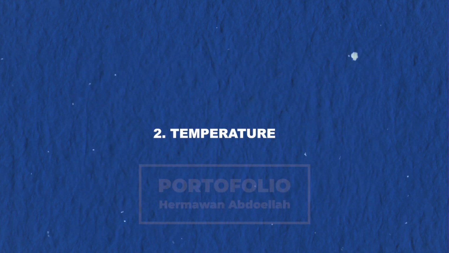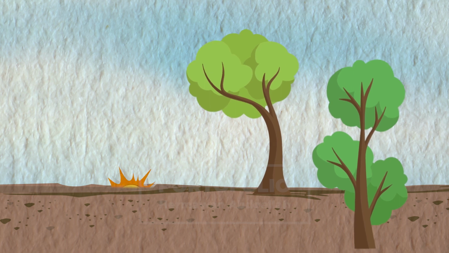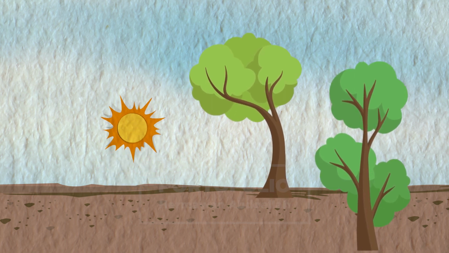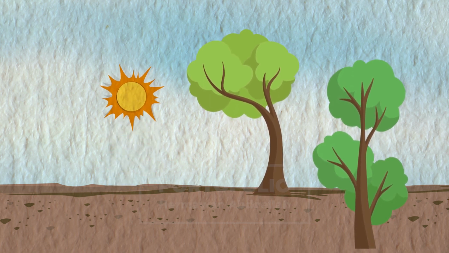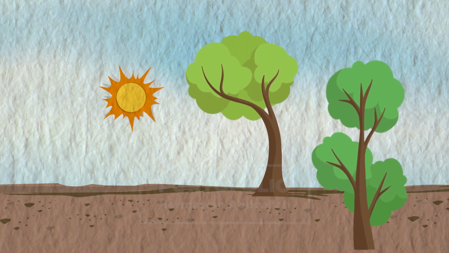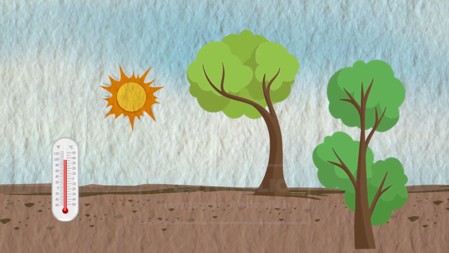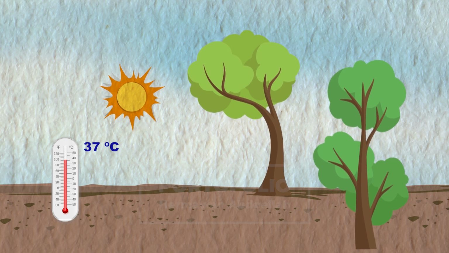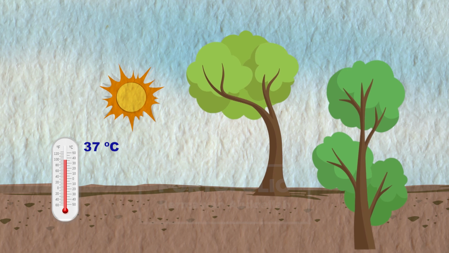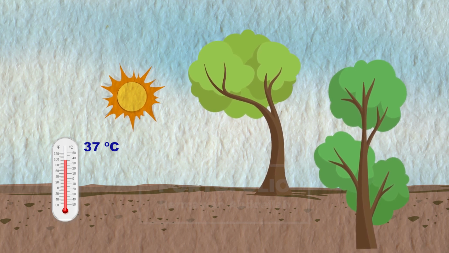Second, temperature. All living things need an appropriate temperature to support their growth and development. This temperature is called the optimum temperature. For example, the normal human body temperature is around 37 degrees Celsius. At the optimum temperature, all living things can grow and develop well.